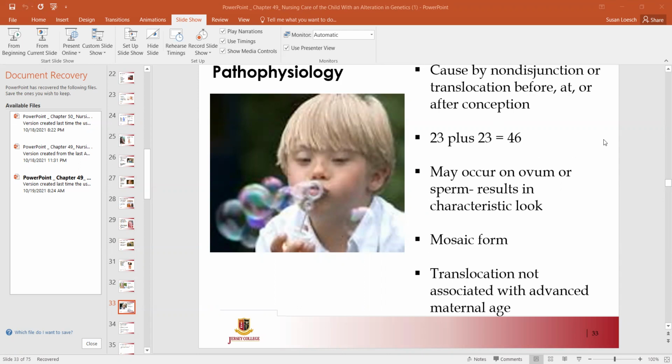The non-disjunction results in the presence of 3 chromosome 21s in all cells and is responsible for about 95% of the Down syndrome cases. And then about 1 to 2% of the non-disjunction occurs after fertilization. In that case, if it happens after fertilization, remember they'll have the mosaic form, meaning that they'll have some of the symptoms, but it's going to be way milder, not as bad. And then about 3 to 4% involve that translocation, which has nothing to do with mom's age. It's where part of the chromosome breaks off and then reattaches to another chromosome during the repair process.